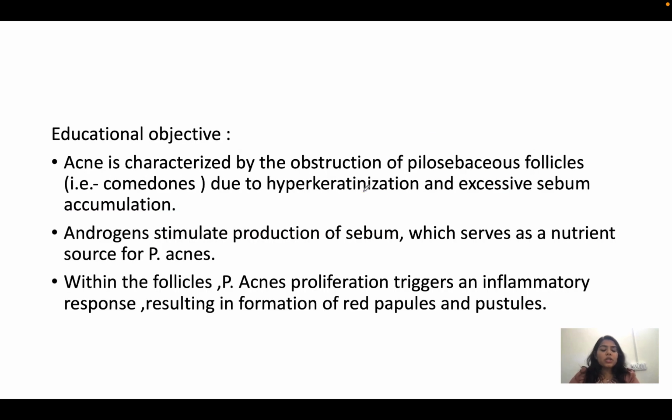So what is the educational objective for this case? So acne vulgaris or acne is characterized by the obstruction of pilosebaceous follicular units. The first morphology of lesions which is formed is the comedones due to the obstruction of these pilosebaceous units. There is hyperkeratinization, excess sebum accumulation. Androgens stimulate production of sebum, which serves as a nutrient source for P. acnes. Within the follicles, P. acnes proliferation triggers an inflammatory response, resulting in formation of red papules and pustules.